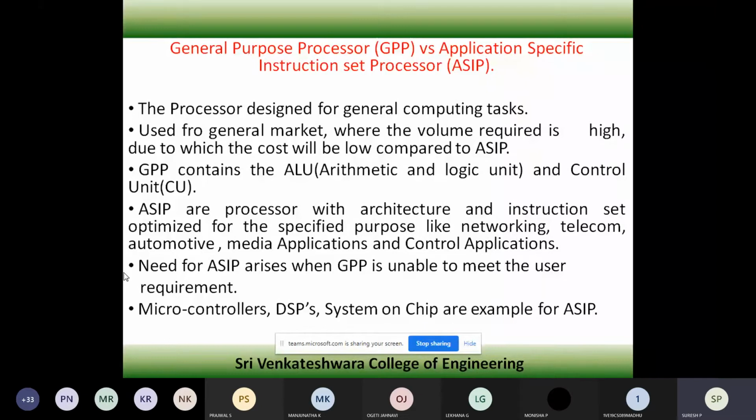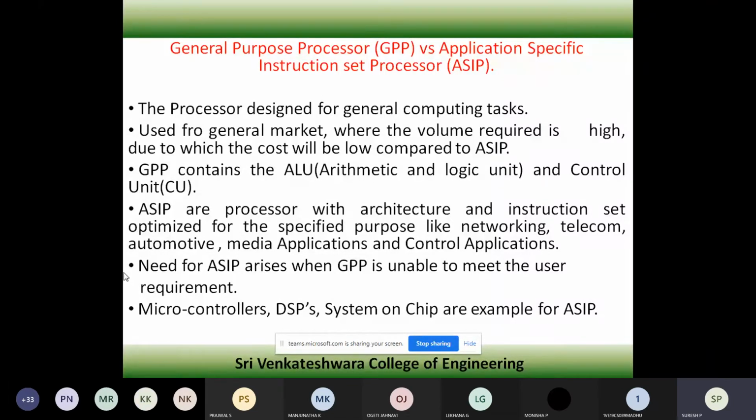If you take the microcontroller, even the microcontroller, you have to program it. So you are going to program the microcontroller to do a specific task, or we are going to embed the software to work for a specific application. Next you are going to have the digital signal processing, which you are going to use for digital signal processing. And the third one is your system on chip. So these are the examples for application specific instruction set processor.